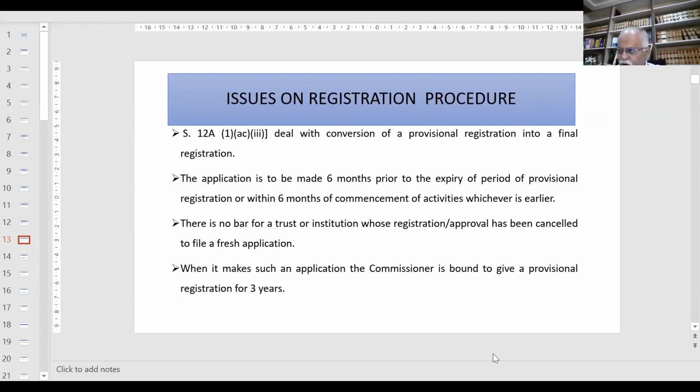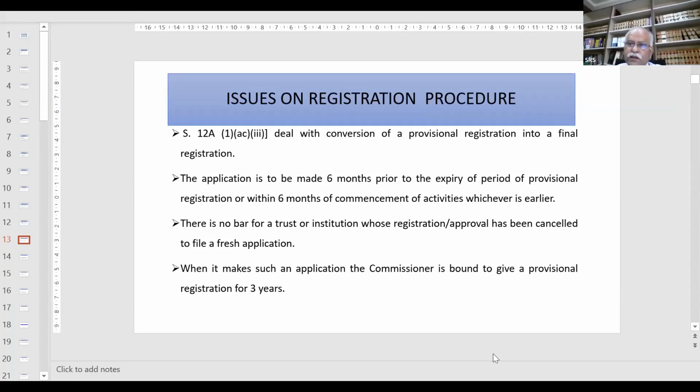And therefore, it is better to be on the safer side, because anytime the commissioner can say that it is not done within 6 months, and therefore I will reject your application. So it becomes a problem. So you have to make a fresh application again. So you get into a sort of an unnecessary tangle.